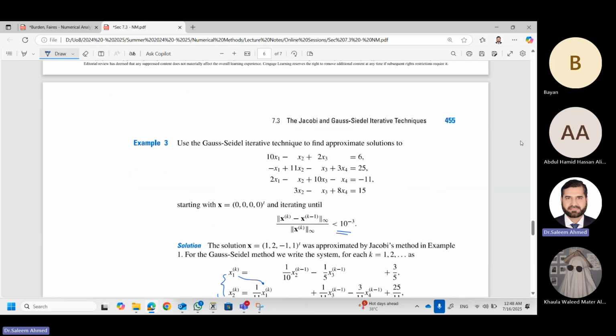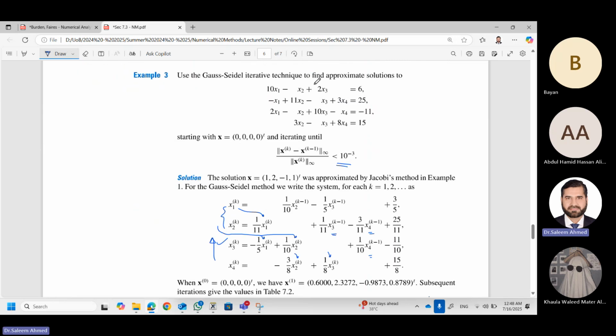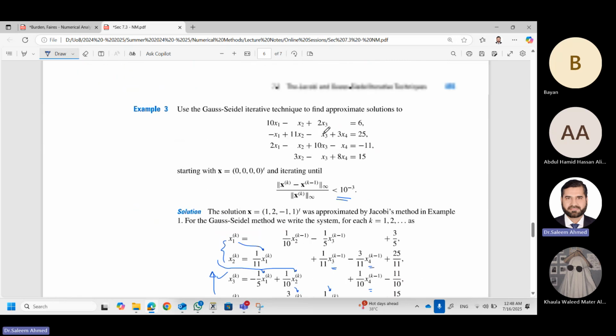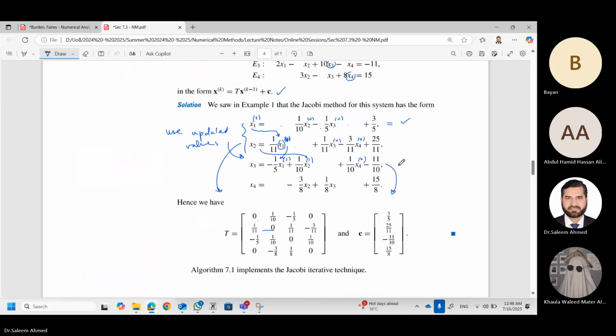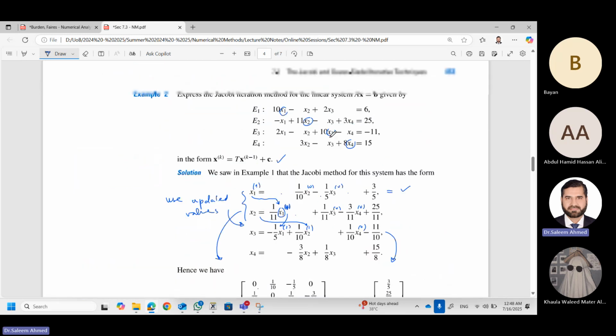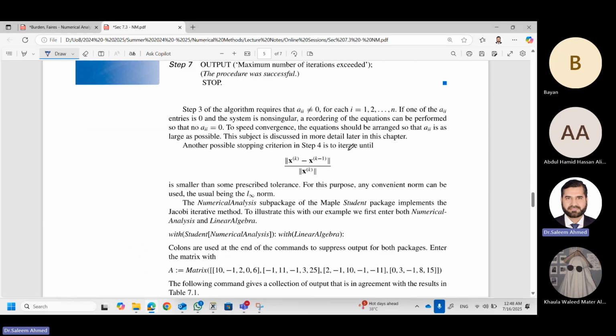So in this example, you can see they did Gauss-Seidel iteration here and Jacobi's iteration here. So this example will give you a good idea.